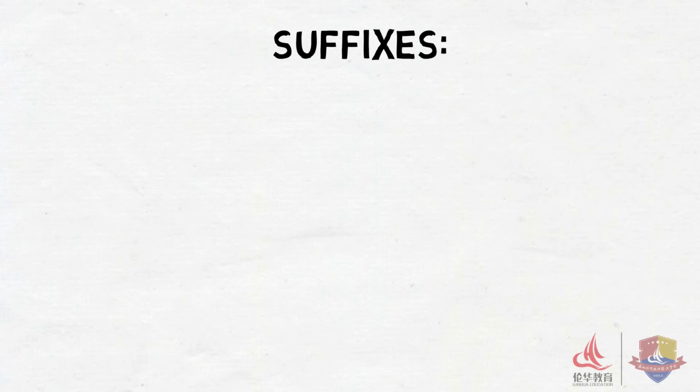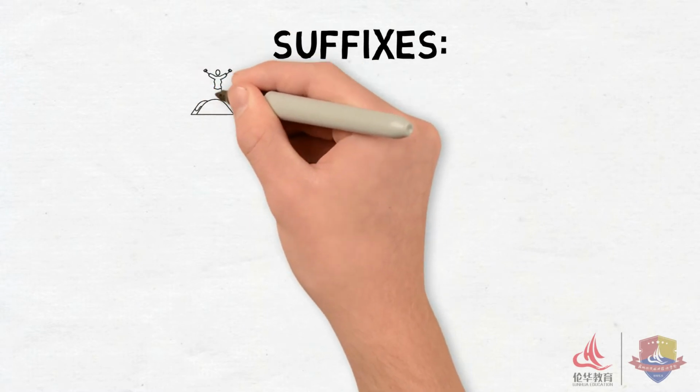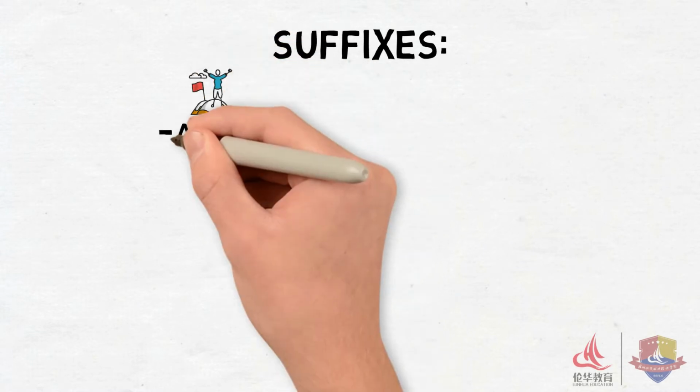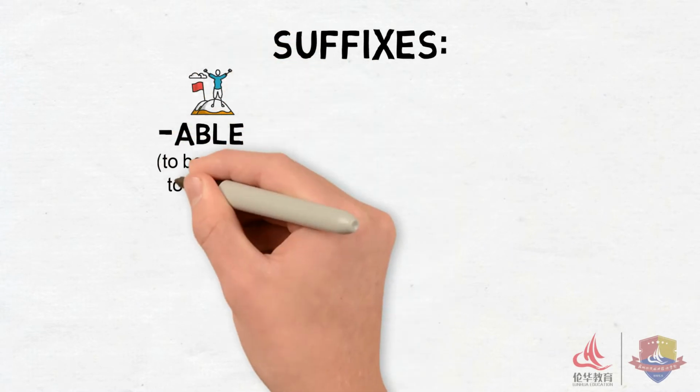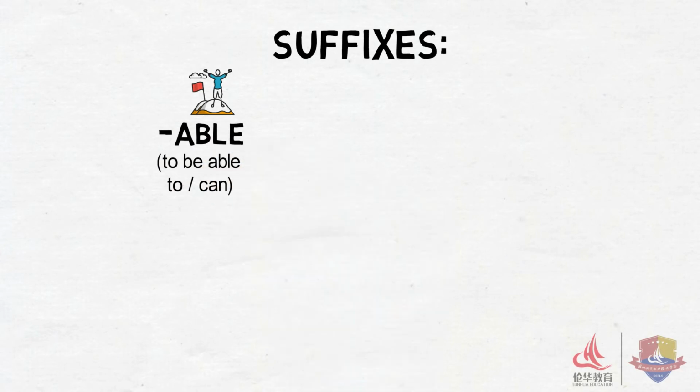Again, there are quite a lot of them, but we'll go through a few here quickly and then give you some more examples. First, we have the suffix that we saw before, able, which means to be able to or can. For some example words, we have playable, which means you can play it or it's easy enough or fun enough to play. Doable means something that you can do or it can be done. It's possible. Enjoyable means something you can enjoy or like doing.